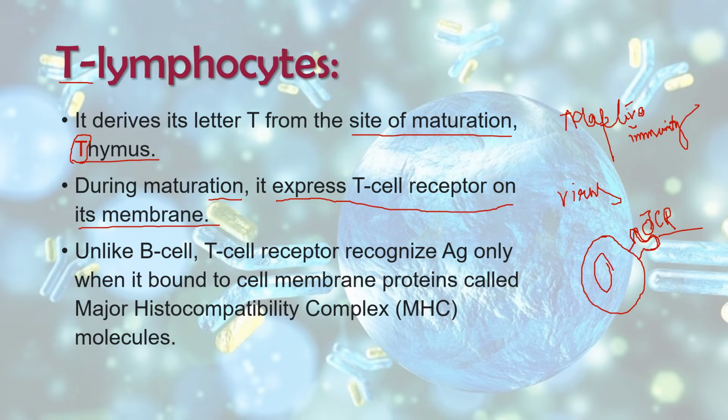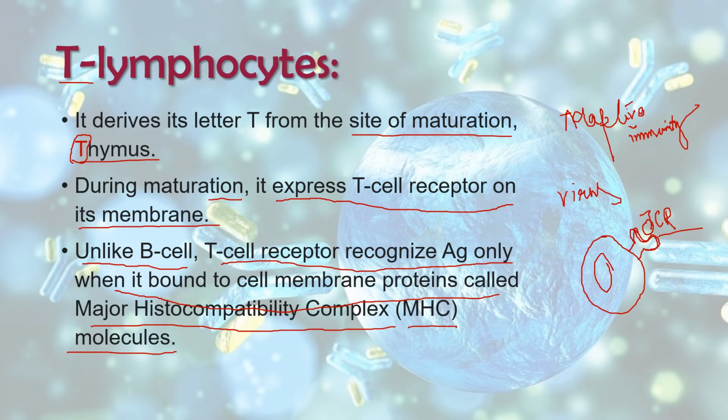Okay, so just read it out. Unlike B cells, T cell receptors recognize antigen only when it binds to the cell membrane proteins called major histocompatibility complex or MHC molecules. So this particular antigen can be recognized by this TCR if it binds to another class of molecules, that is the MHC molecule, which is present in a kind of immune cells, which may be macrophages or any kind of nucleated cells.